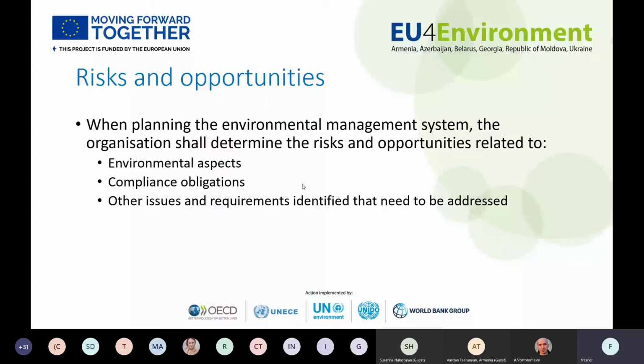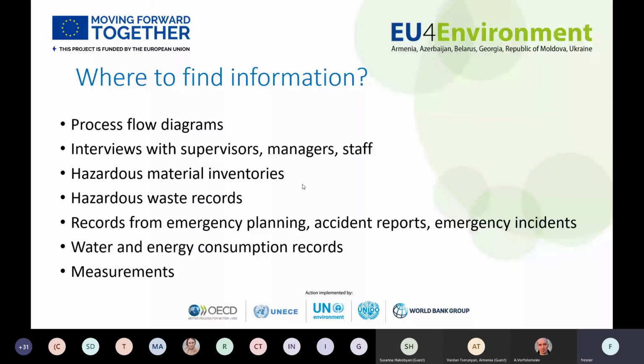Let me skip this one. Where do we find now the information we need in order to be able to assess environmental aspects, to identify potential impacts, and to evaluate these?